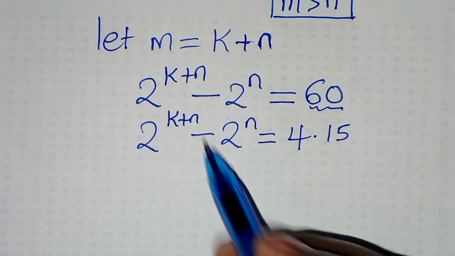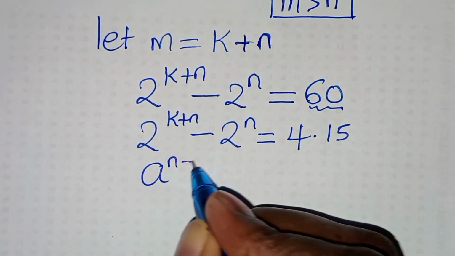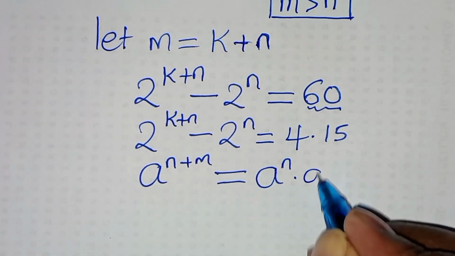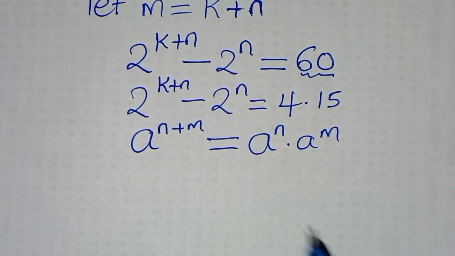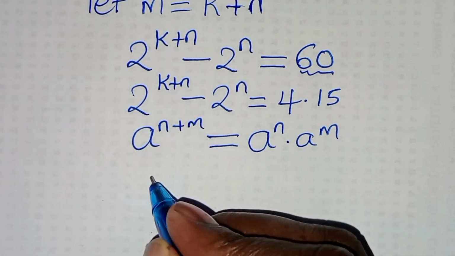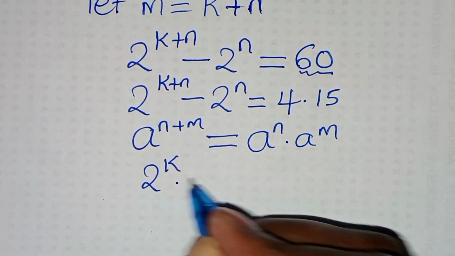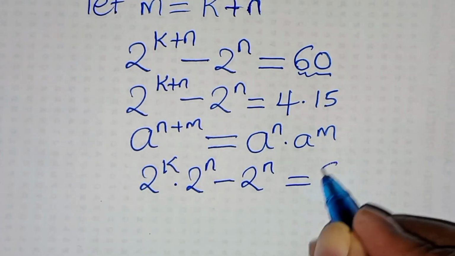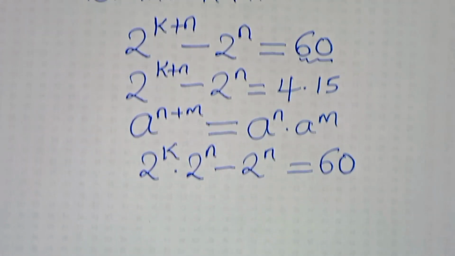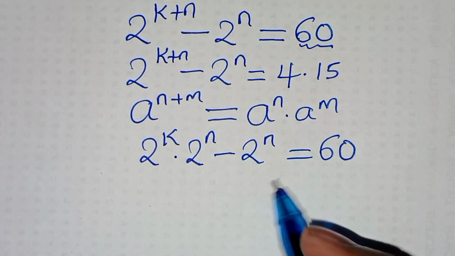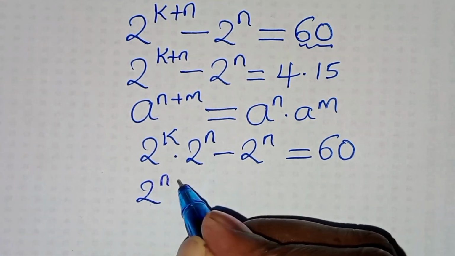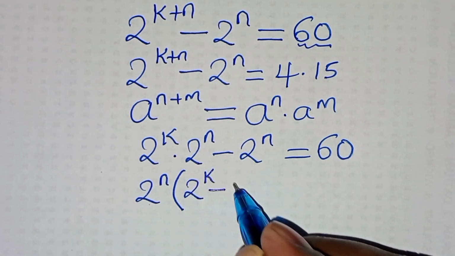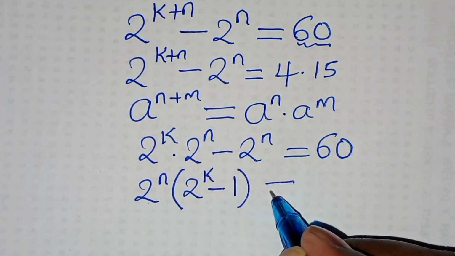Now, 2 to power k plus n is in the form of a to power n plus m, which we can express as a to power n times a to power m. Applying this exponent property, here we have 2 to power k times 2 to power n, subtract 2 to power n, equal to 60. Since 2 to power n is common here, we can factor out 2 to power n. Into the parentheses, we'll have 2 to power k, subtract 1. This is equal to 60.